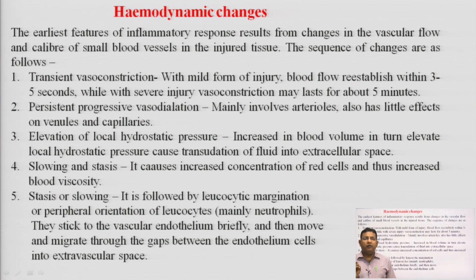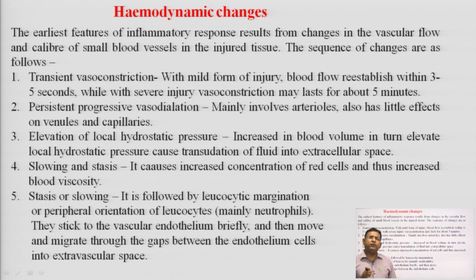With a mild form of injury, blood flow is re-established within 3 to 5 seconds. So, when there is a very mild or minute injury, the blood flow is re-established again within a few seconds. But in the case of severe injury, vasoconstriction may last for about 5 minutes. Okay. So, that time is not 3 to 5 seconds, it is up to 5 minutes.